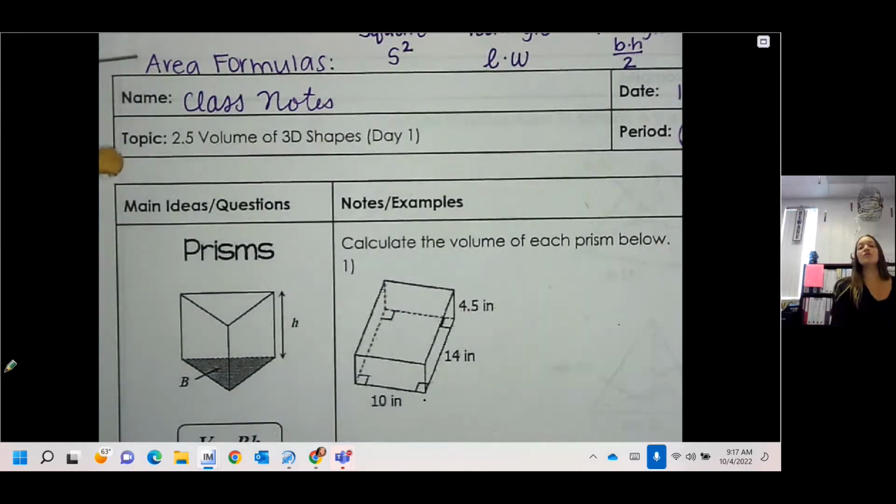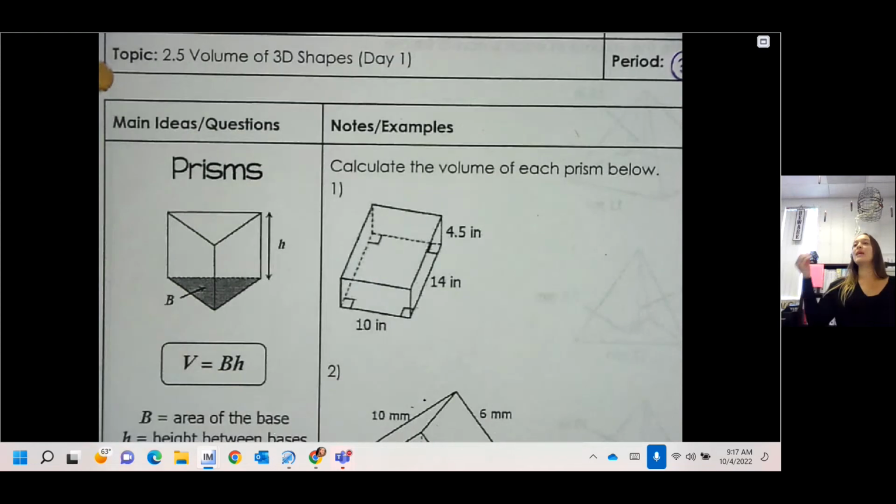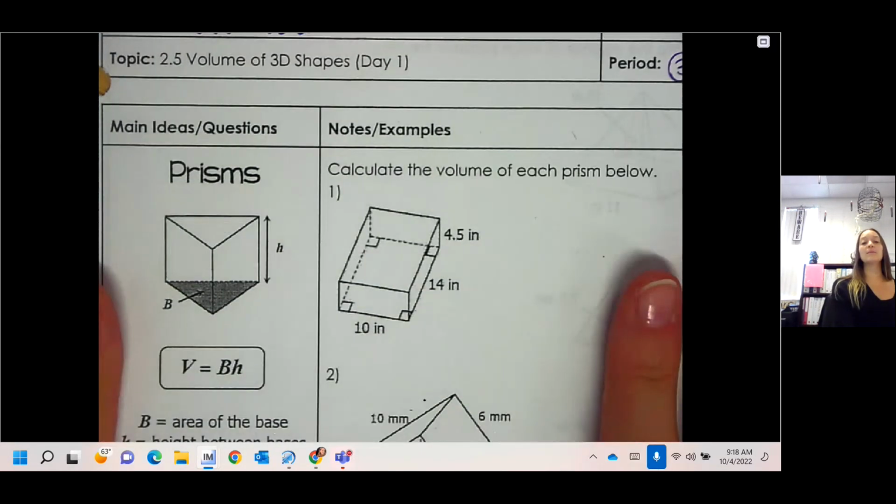As we go through and do the volume of each shape, we're going to make sure that we identify what type of prism or pyramid it is first. And then once we've identified the type, then we will go through and plug everything into our formulas, okay? So first one we're going to start with is prisms.